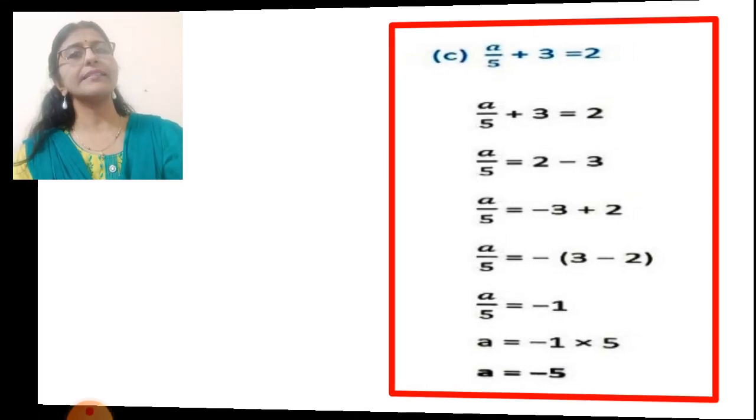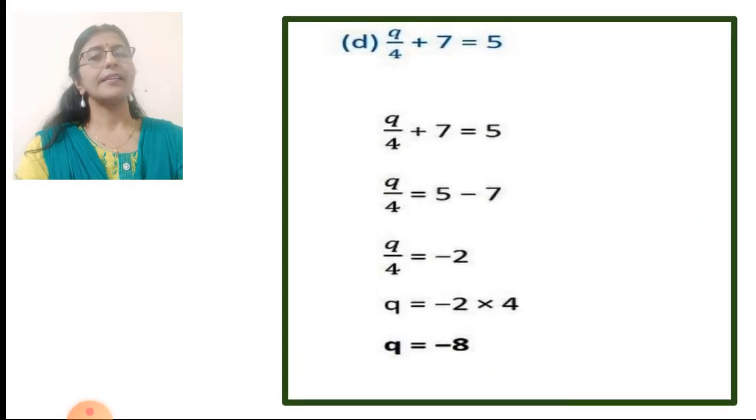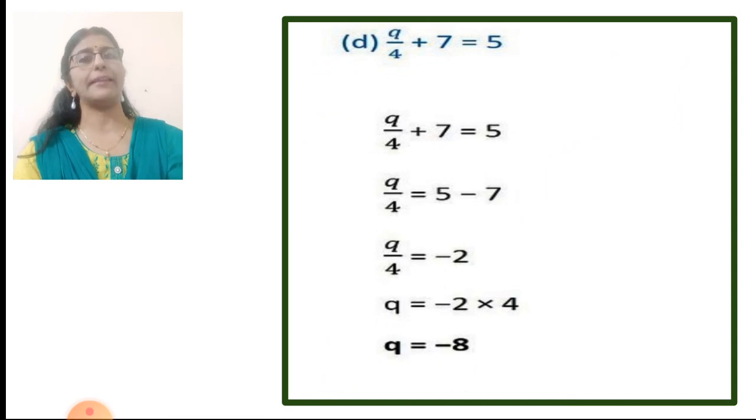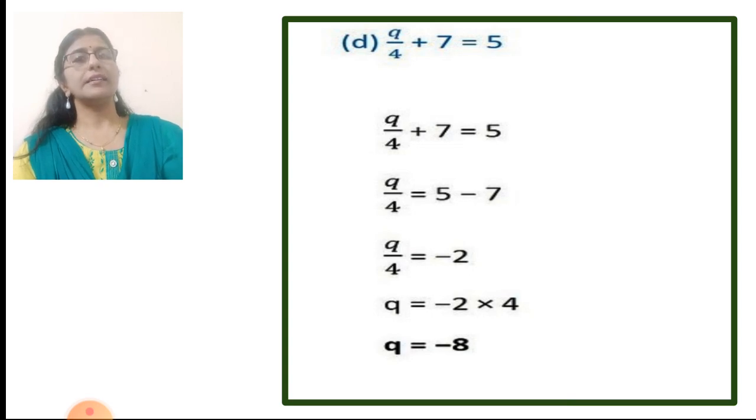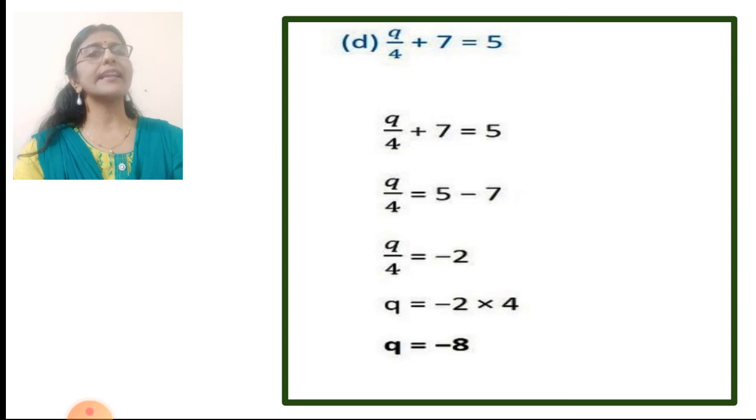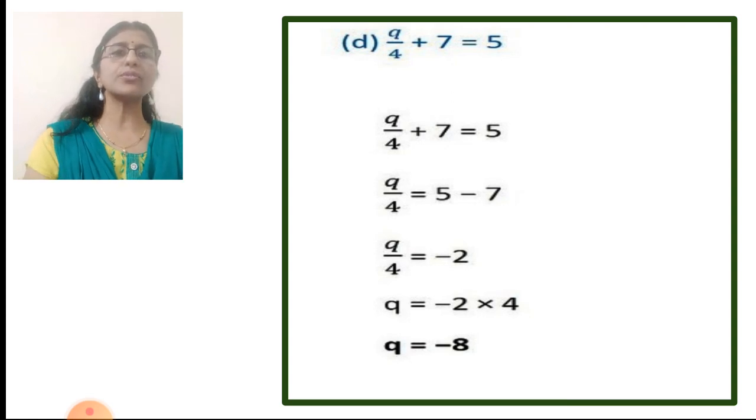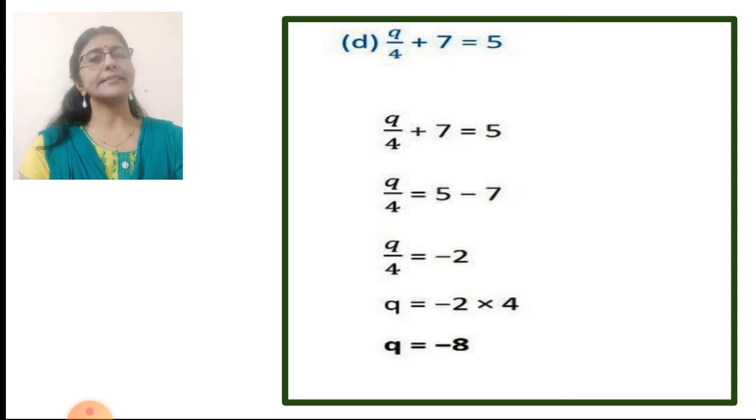Now let us go to the next question. Next equation is q upon 4 plus 7 is equal to 5. So we will write down the equation again, and first we will write down the term with the variable on the left hand side. So we'll write q upon 4 on the left hand side, and then on the right hand side you can see 5 is already there. So we'll write 5 first, and then 7 we will take to the right hand side of the equation. 7 is plus on the left hand side, so when you take it to the right hand side it will become minus. So it will be 5 minus 7.